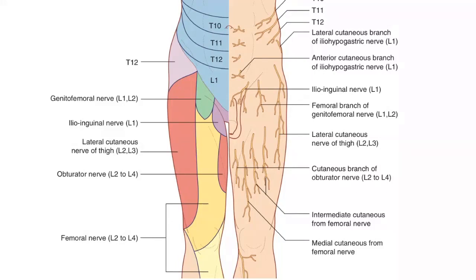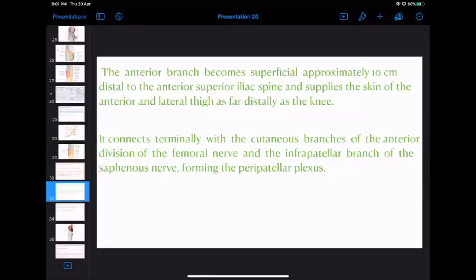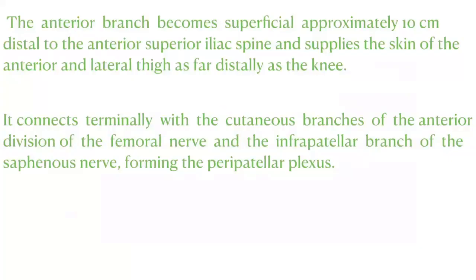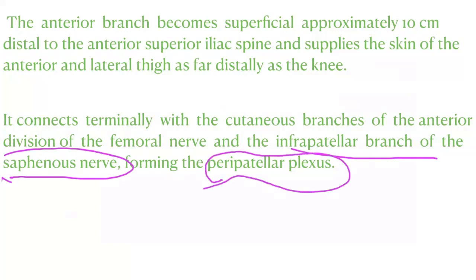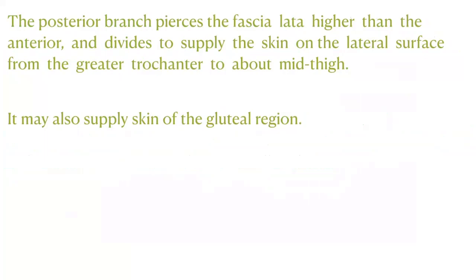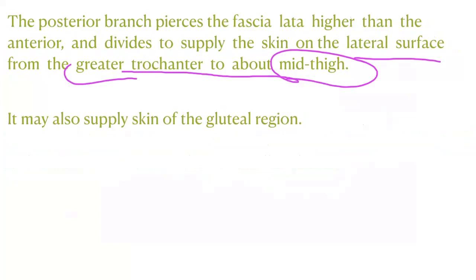You remember the schematic diagram of the cutaneous nerves of the thigh, which was shown during dissection. Femoral nerve and infrapatellar branch of the saphenous nerve form the peripatellar plexus. Remember that. The posterior branch reaches the fascia lata higher than the anterior and divides to supply the skin on the lateral surface of the greater trochanter to about mid thigh. It may also supply the skin of the gluteal region.